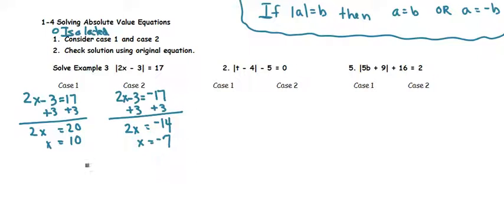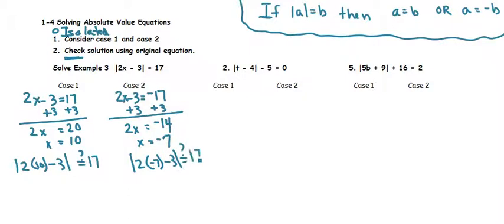After solving both cases, we then return to our procedure and notice that there is a step 2. It's really important to check using the original equation. So substituting in for the first case, we would find that the absolute value of 2 times 10 minus 3, does that in fact equal 17? In like fashion, the second, 2 times negative 7 minus 3, does that in fact equal 17?